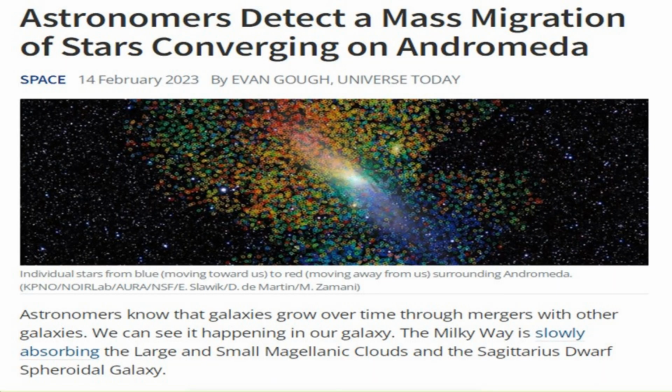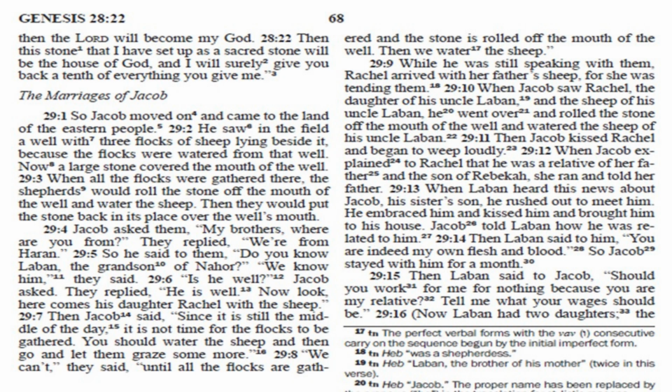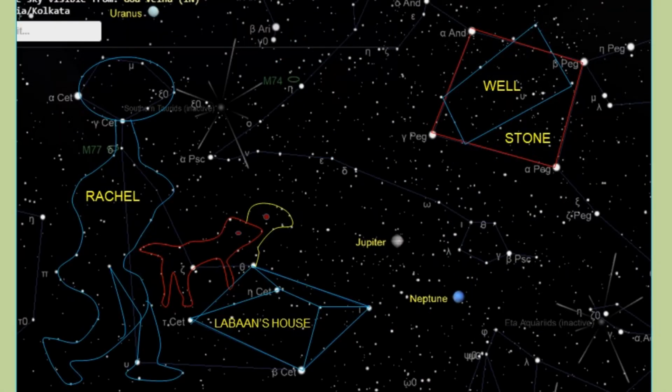Recent scientific studies report that many stars are gathering in the constellation of Andromeda. This indicates that there will be a perturbation in the stars present in the constellation of Pegasus in the near future, and plasma or water could be distributed among these gathered stars, as it is stated that when all the flocks are gathered there, the shepherds would roll off the stone and water the sheep, as mentioned in chapter number 29, verse number 3.